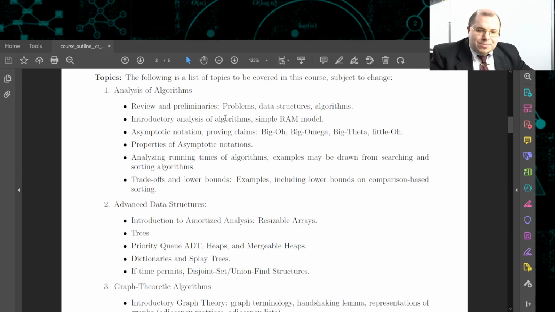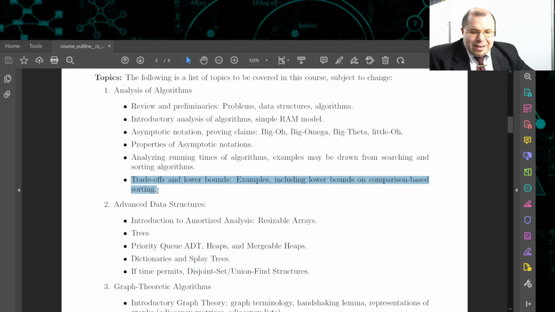Then I'll talk about asymptotic notation, then move into properties that asymptotic notations have. We'll do some examples of analyzing the running times of algorithms. We'll also look at proofs of correctness. Like, how do we know an algorithm actually works? Some of this we may have touched upon in 210, but most certainly some of this will be built upon a little further.